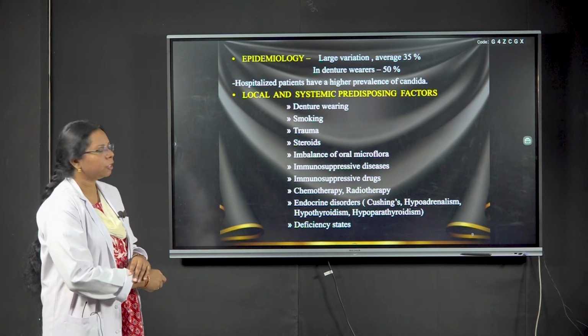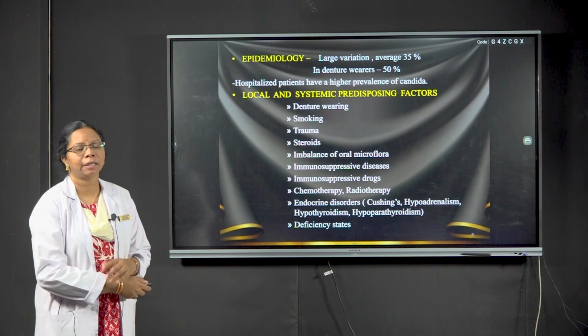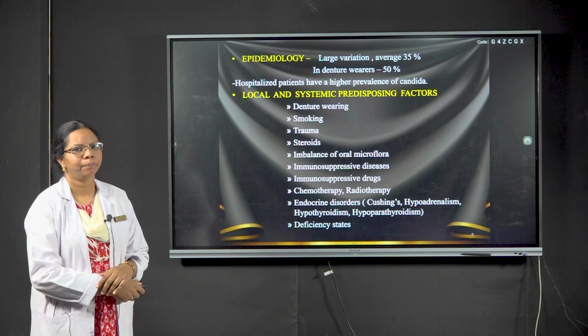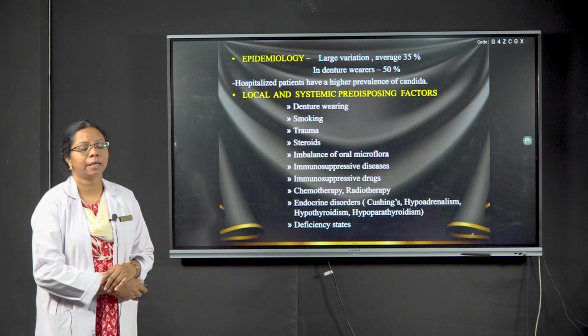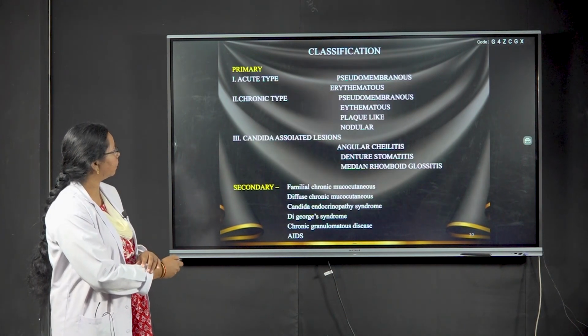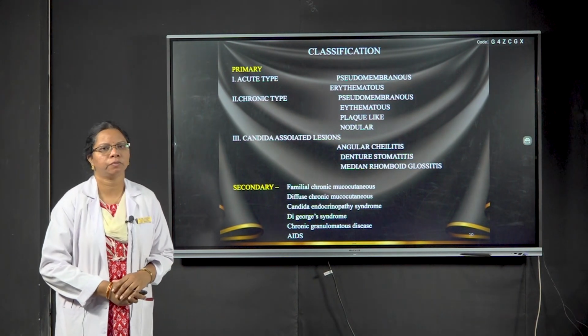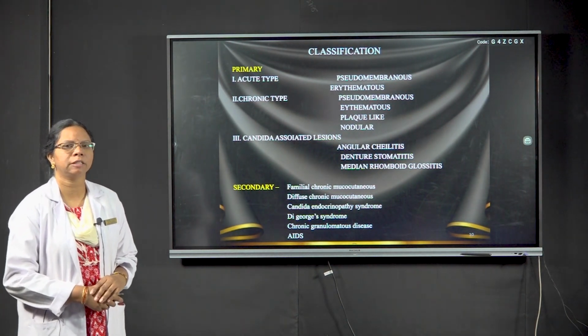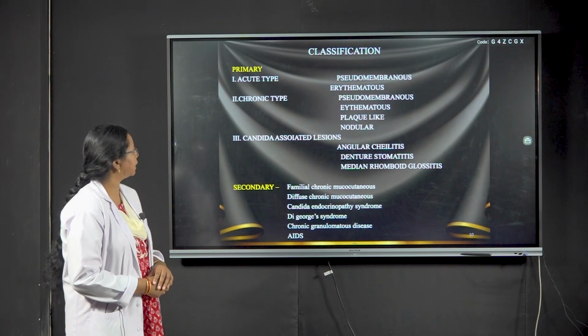And the lesion shows seasonal variation, and the lesion increases in summers, and O blood group is considered as a risk factor for the development of candidiasis. Coming to the classification, candidiasis is basically classified into primary and secondary.